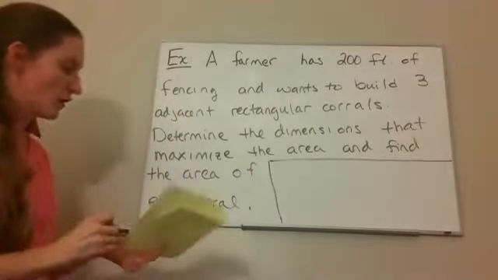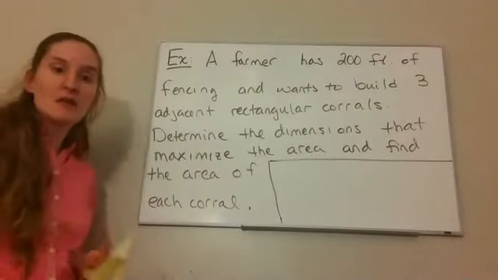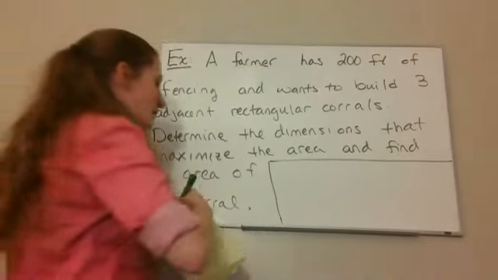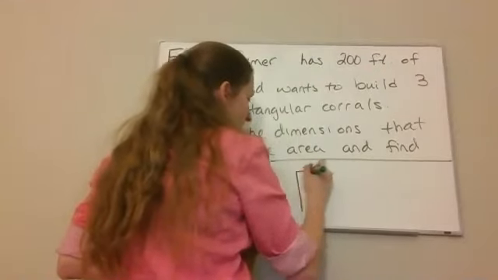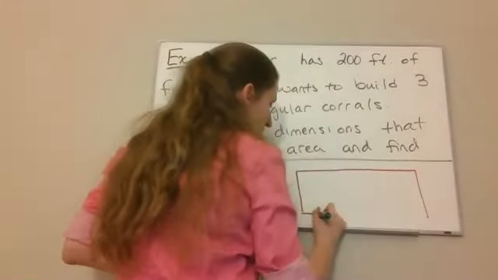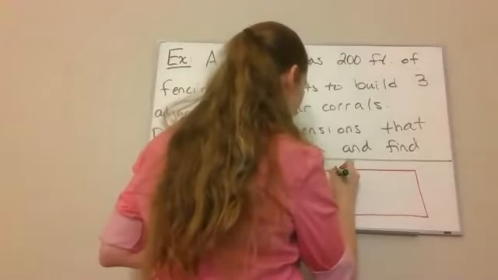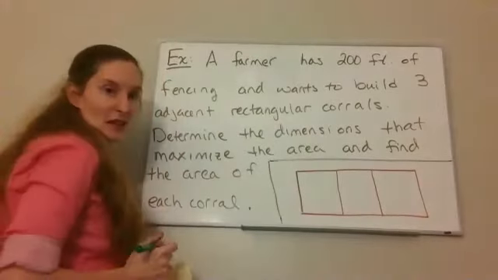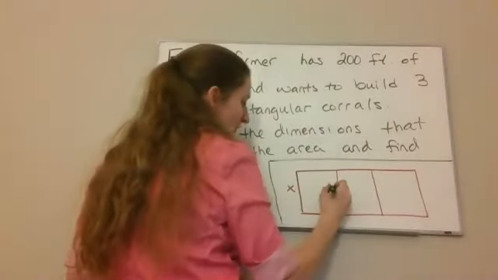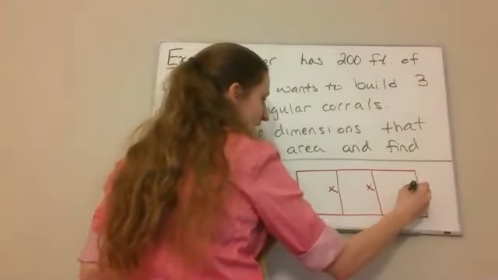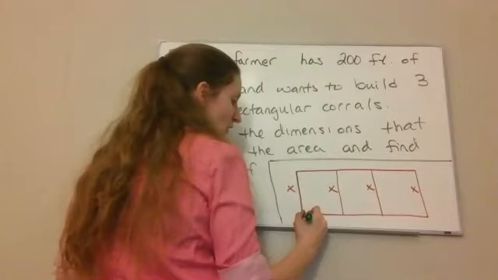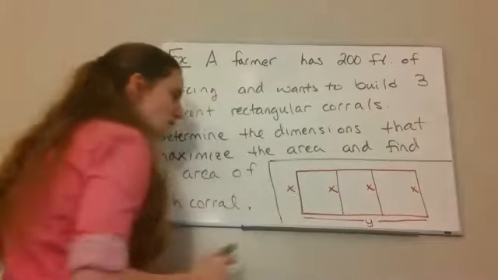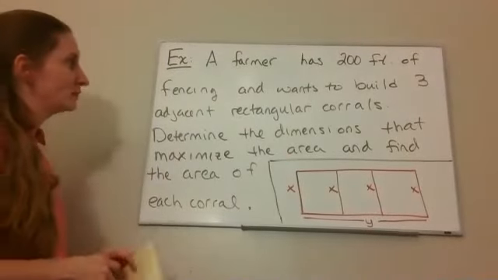All right, and I'm going to draw the picture that came with this problem so that we can help set it up using our picture. So we have 3 adjacent rectangular corrals, and that just means we have 3 rectangles sitting directly next to each other, and they're all exactly the same size. So we have X, X, X, and X. And the distance all along the bottom is going to be y. So that's our situation there.